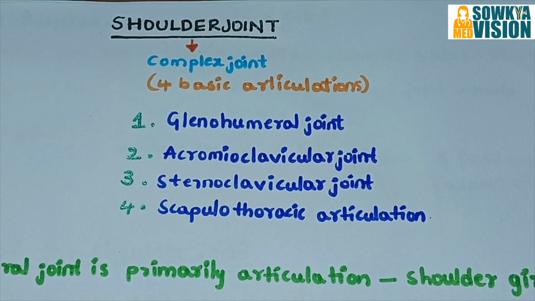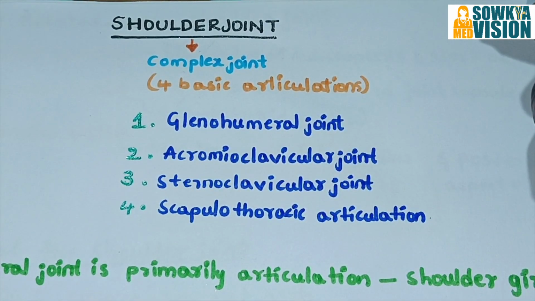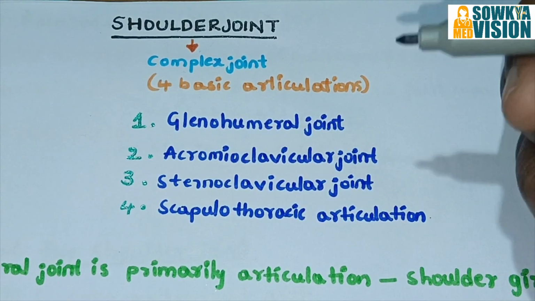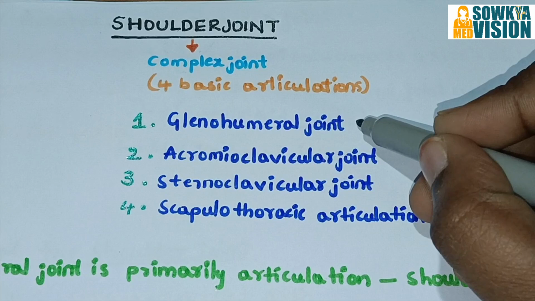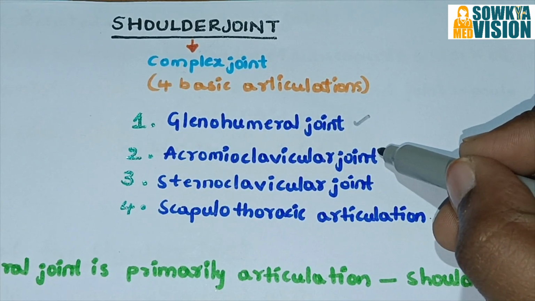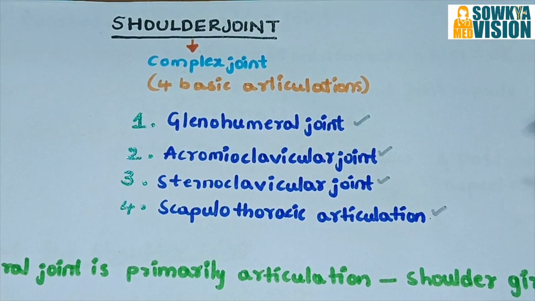In this video, we are going to start the joints of the upper limb. The major joint of the upper limb is the shoulder joint. It is a complex joint formed by four basic articulations. What are they? They are the glenohumeral joint, acromioclavicular joint, sternoclavicular joint, and scapulothoracic articulation. These four are the articulations involved in the formation of the shoulder joint.